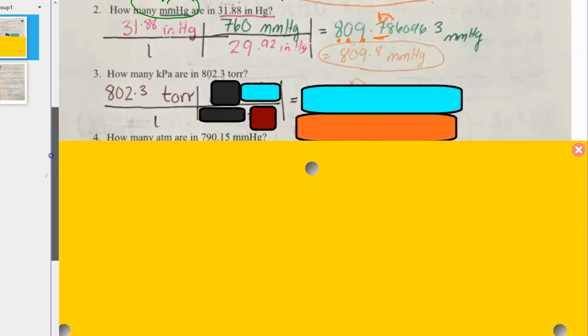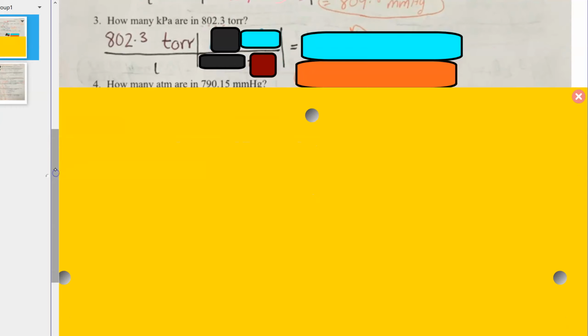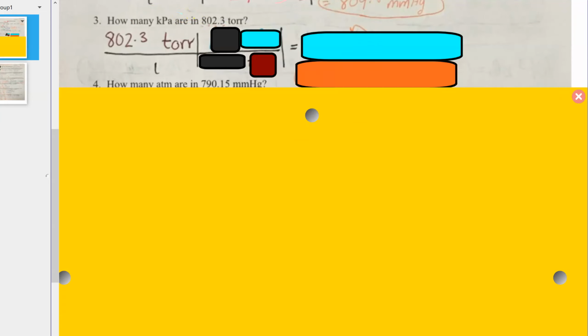Okay, number 3. Have you noticed I'm color coding all these so you can see how everything cancels out? We're given torr, and we want to get to kilopascals. So we've got kilopascals, kind of question mark here. Oh, I should have made that bright blue. Oh boy, that might confuse you. Let's get the right colors going. So kilopascal, question mark, and I'm using this kind of maroon color for torr.